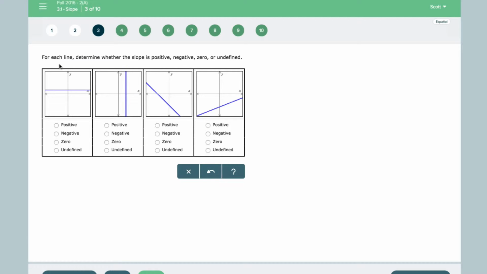Okay, now number 3, we're asked to determine, is it a positive slope, a negative slope, a zero slope, or undefined. Positive means it's going up. Like this one right here, it's going up. As you read it from left to right, it increases. So that's a positive slope. As you read it from left to right, this one decreases, it goes down. So that's a negative slope. Anything that goes perfectly up and down like this is always undefined. And a zero slope means it's not going up or down, it's perfectly flat.